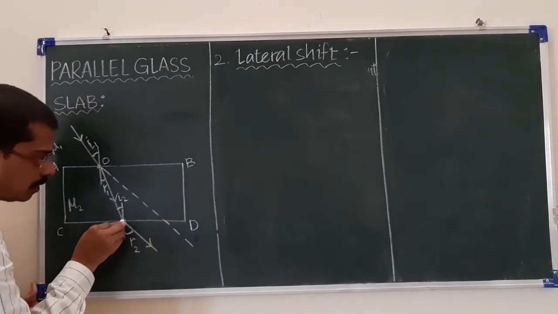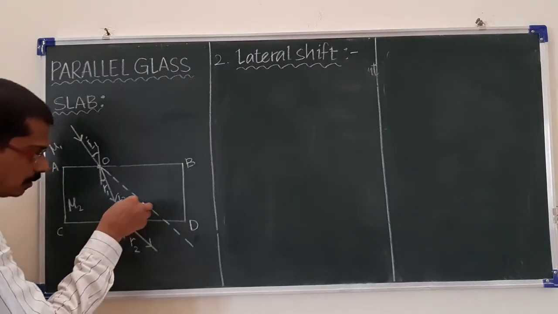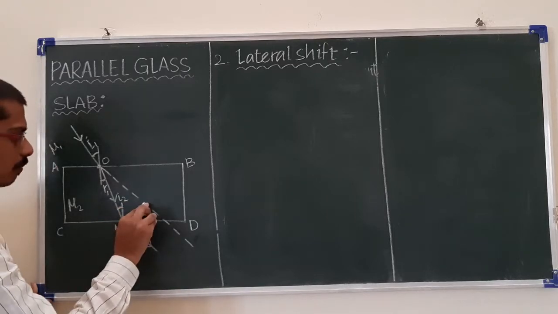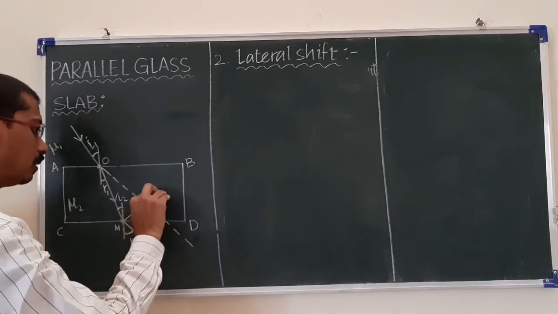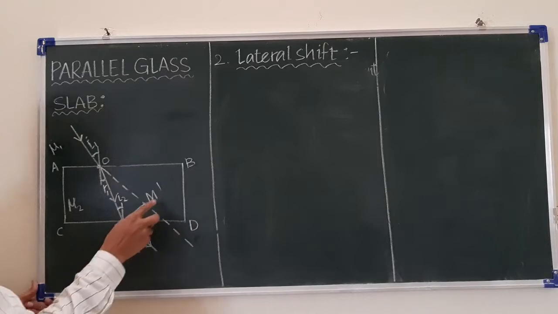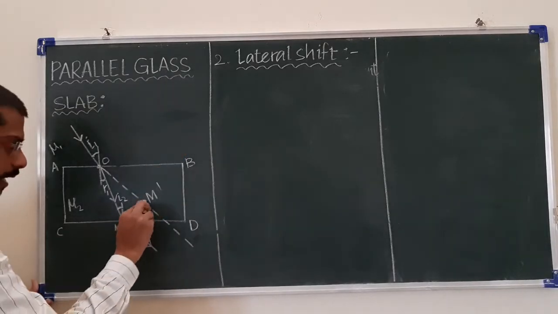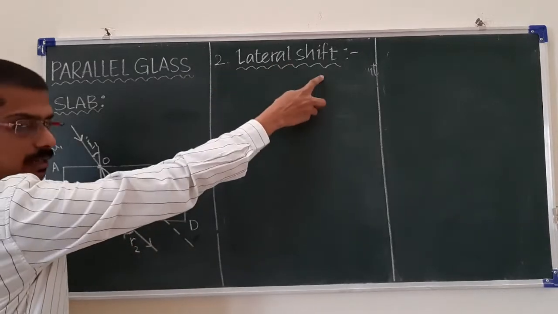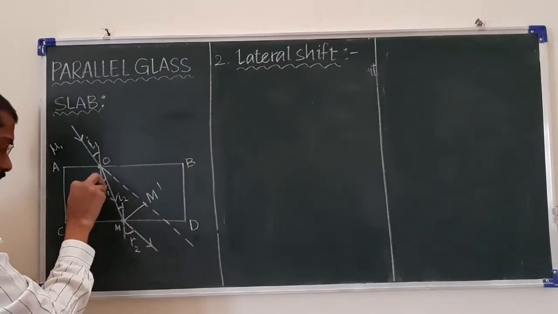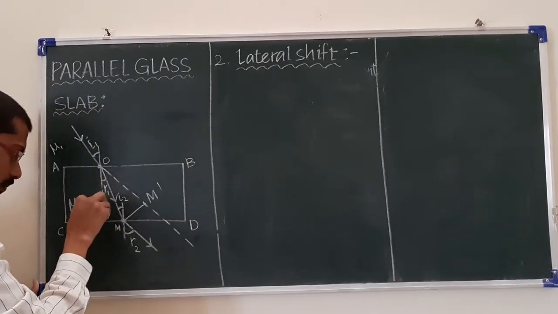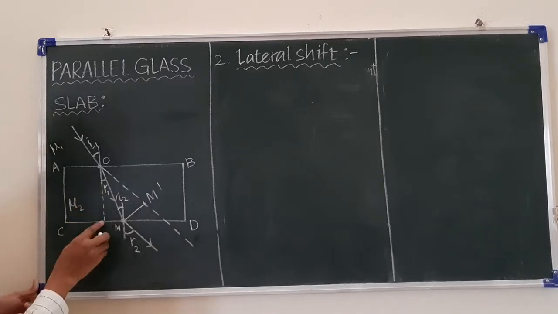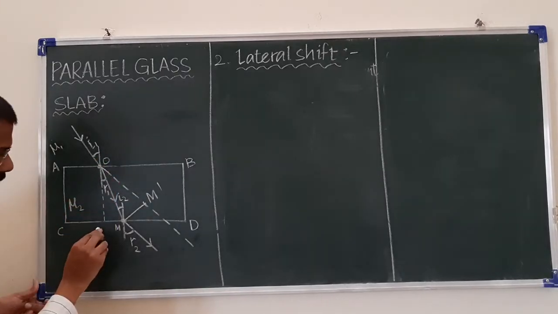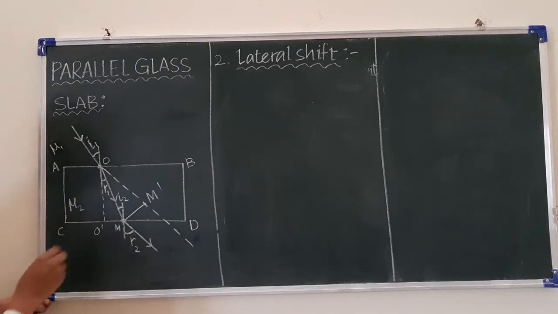Now here I am drawing the one perpendicular line. This is the perpendicular line. Now at this point I am considering M dash. Here M is there, that's why I am taking M dash. This M dash is called lateral shift. Now this part I am extending up to here. This is the O. Now I am considering this part is O dash.